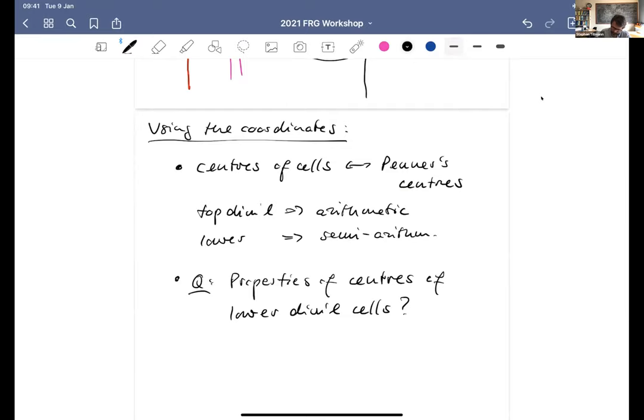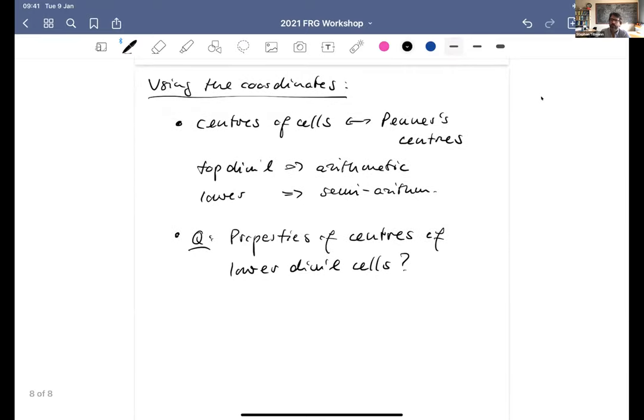And then you can ask other questions. When you have a structure and its canonical, or you have some triangulation of some structure, you can ask, can you actually predict how many flips you need in order to get to the canonical cell decomposition? So you can ask these kinds of algorithmic questions using the coordinates.